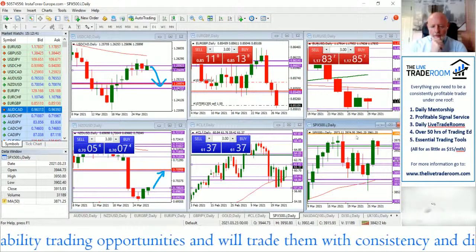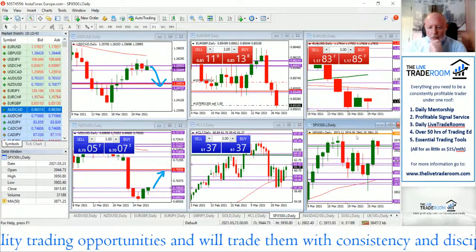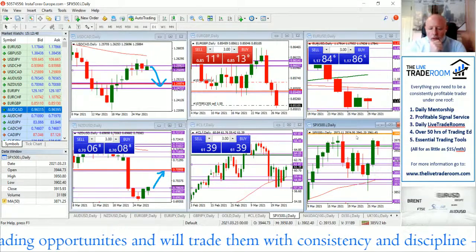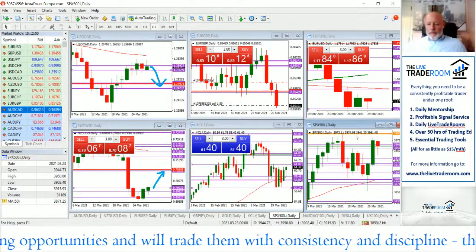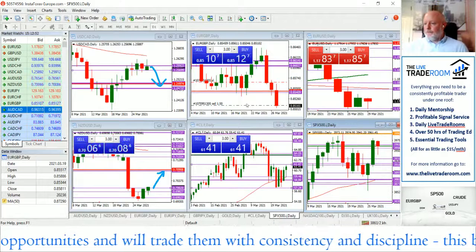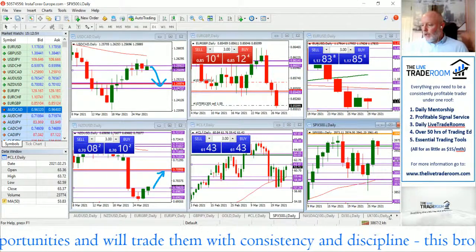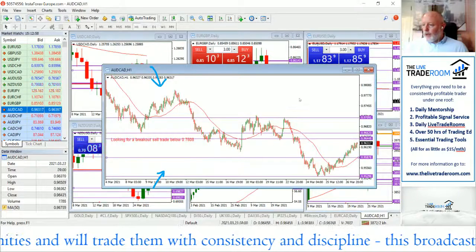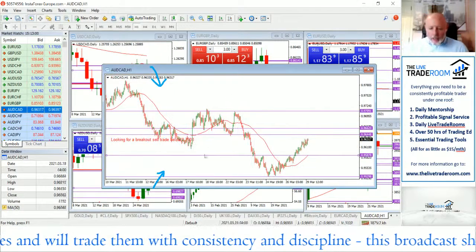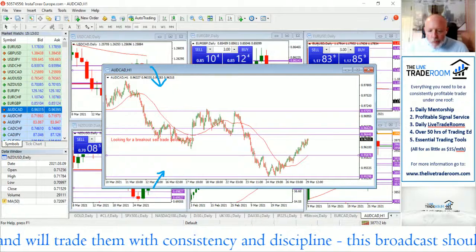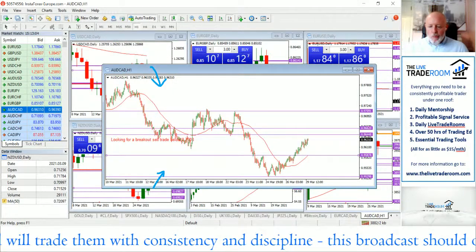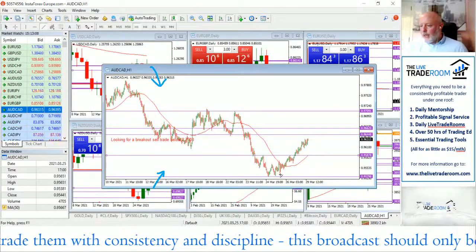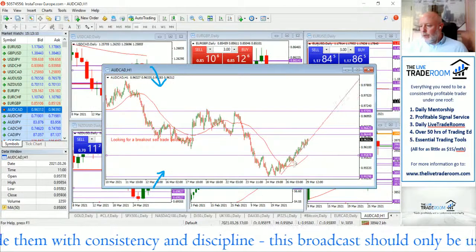Yeah, so Finbar, the Aussie CAD 1 hour is hitting ascending trend line. Yeah, you'd be looking for a sell. Yeah, let's have a quick look at that. So on the trend line. So this is that ascending trend line that Finbar's talking about.